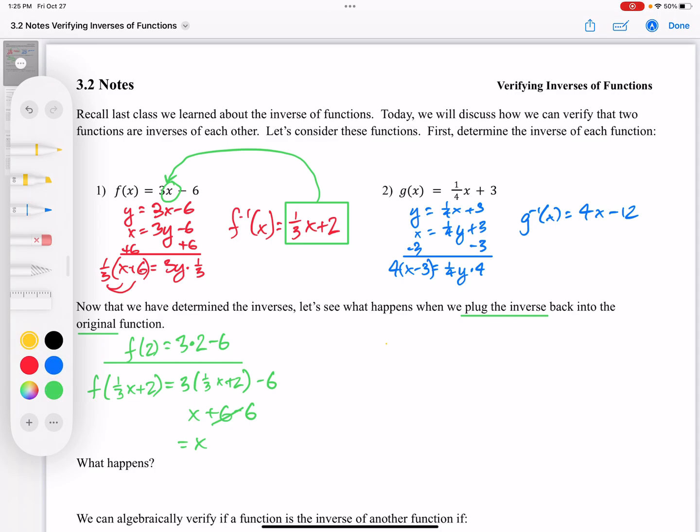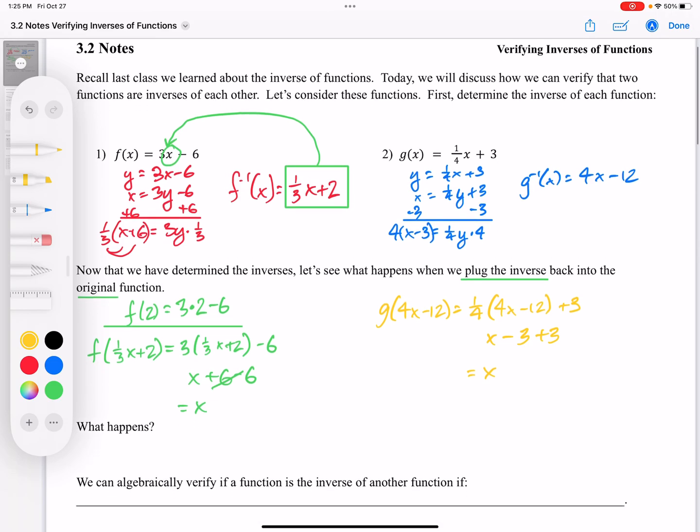All right, so I'm going to do g of 4x minus 12. So this is 1/4 times 4x minus 12 plus 3. So there we go. 1/4 times 4 is 1, so that's just x. 1/4 of 12 is 3, so minus 3 plus 3. This also gives me x. So what happens? You just get x.